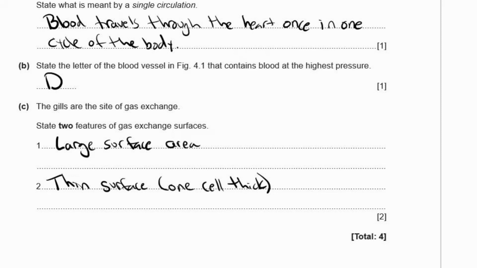So in humans, it's obviously the lungs. We have the alveoli where we have lots of air going in. In the fish, they need the gills where they can have lots of water going past the gas exchange surface. And it should be permeable to gases. But remember, it's only asked for two features, so you only write down the two that you're most comfortable with.